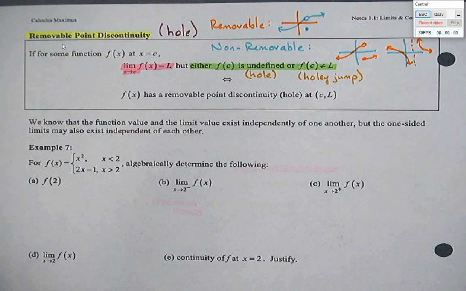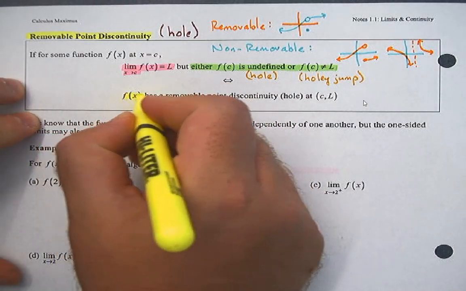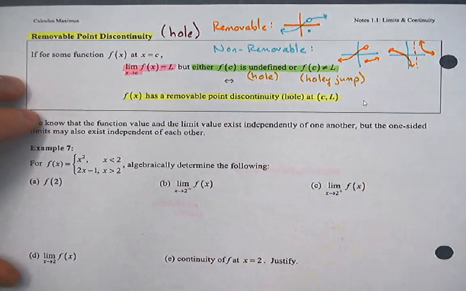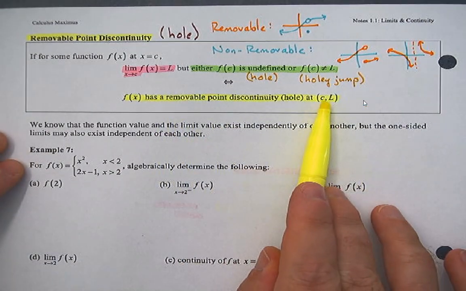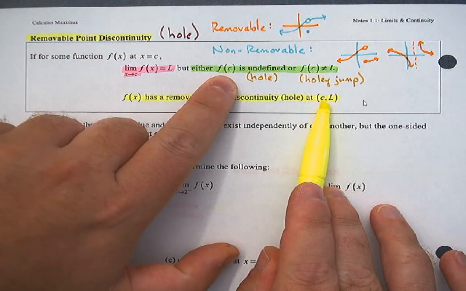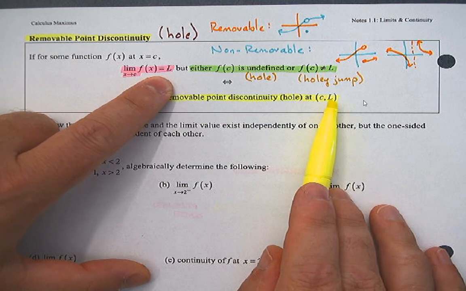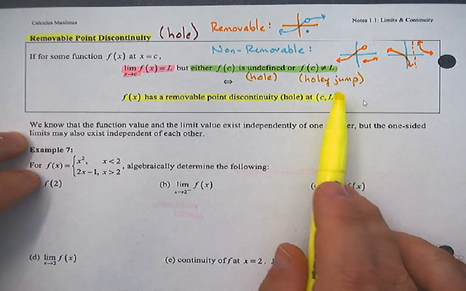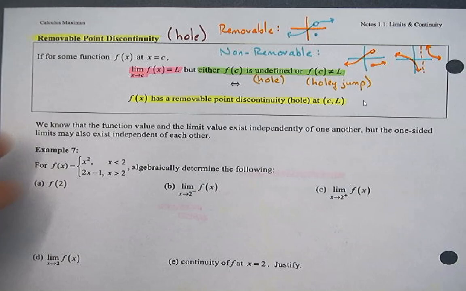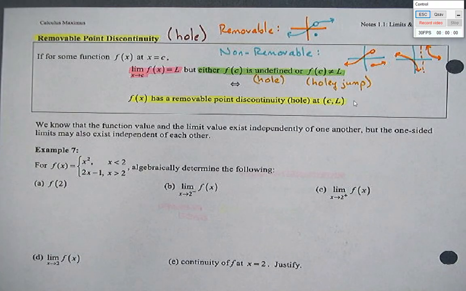Okay, so yeah, we've got this thing called a hole. That occurs if you have a limit, but the point is not at the limit. Sorry, the point doesn't exist, or the point and the limit are at different heights. This is a removable discontinuity called a hole. And the hole is at the height of the limit as x approaches c, which is different than where the actual point might be, which could be at a different value. I'll show you some examples of that.